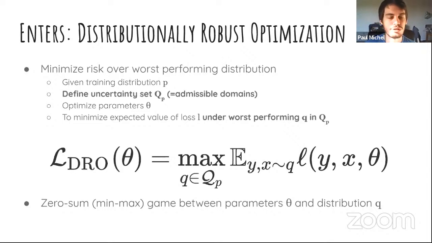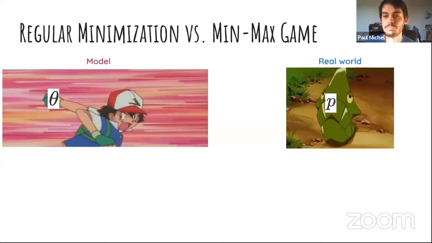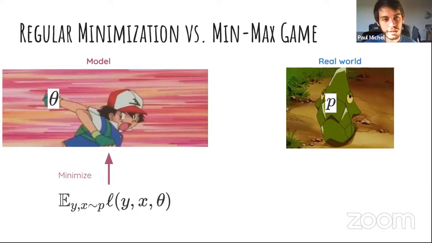I want to elaborate on this a little bit because this is a crucial difference with the usual empirical risk minimization framework. So I have a small metaphor here. This is regular minimization. This is essentially a single player game. You have the model that plays this parameter theta against the environment P, which is fixed. And the model gets a loss function as a function of the parameter theta and the distribution P, and it tries to minimize it with respect to theta. Again, this is a single player game.